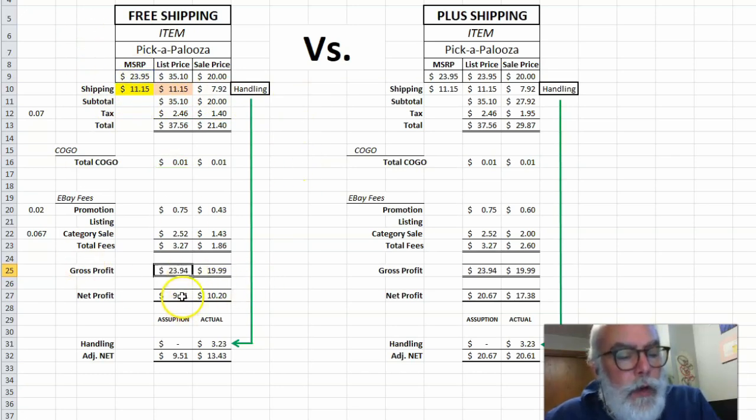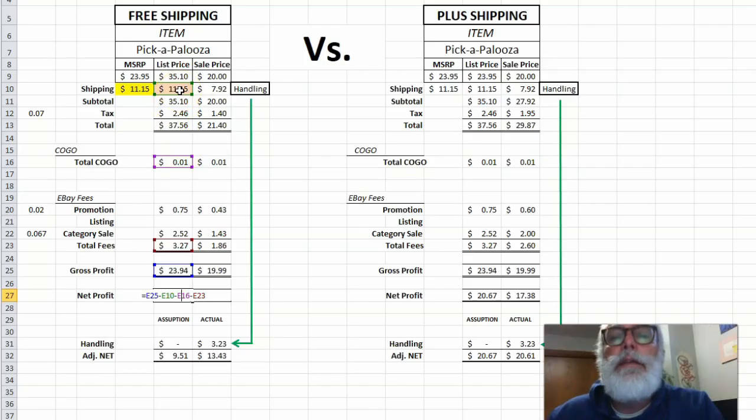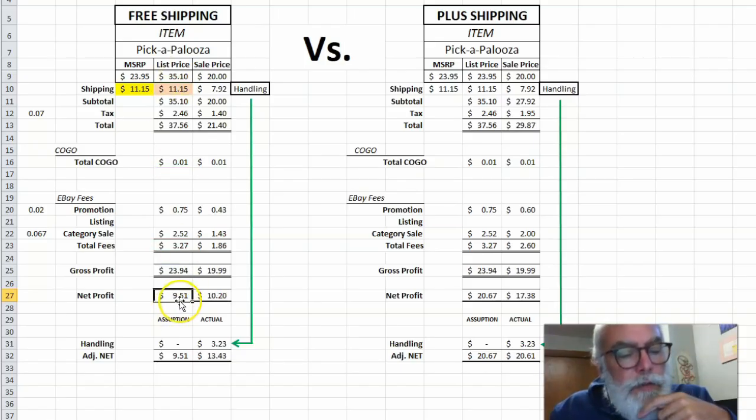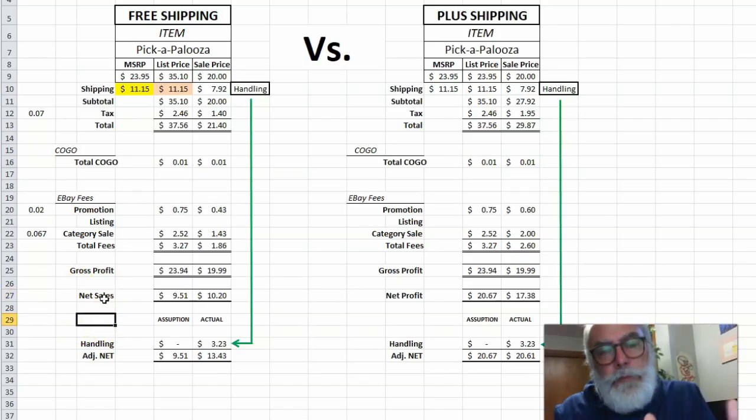Okay, so our net profit, which I have in here as net profit, is going to be the gross profit right here, minus the fees, minus the shipping. Because we haven't taken the shipping out of there yet, right? Because it cost us to ship it because we said we were going to pay for it, right? So in that case, there's $9.51 of net profit. I guess we'll call it net sales. Because net sales is really the amount of revenue that was generated off of that item.